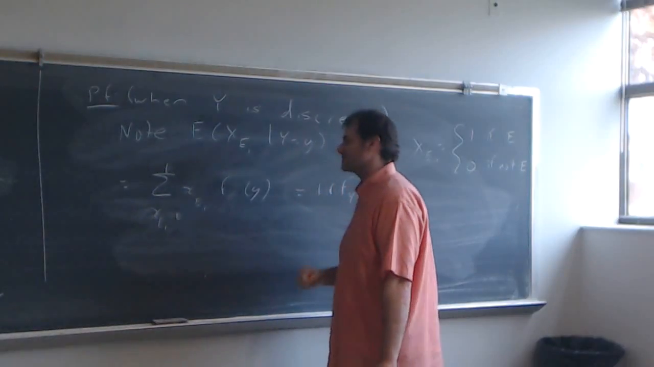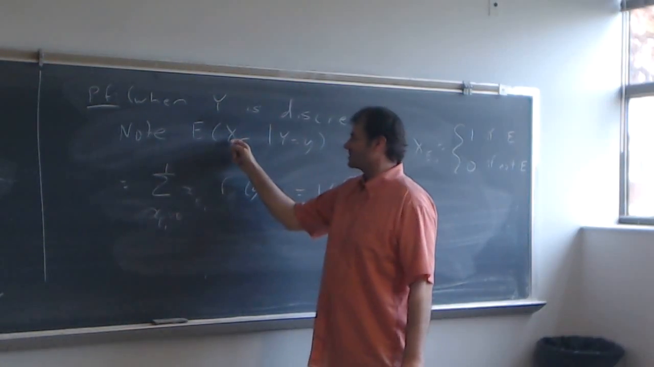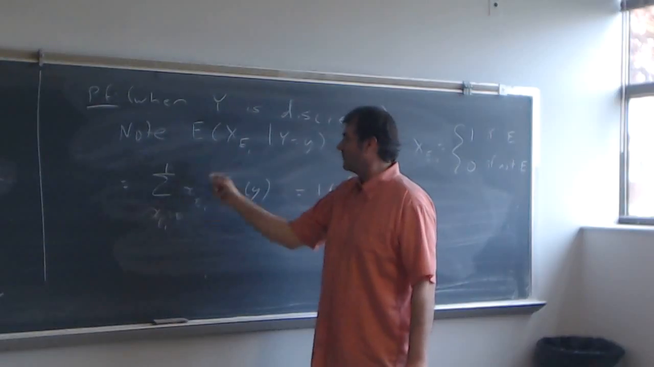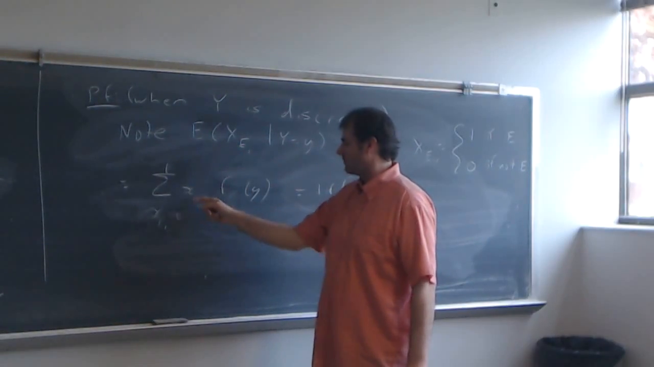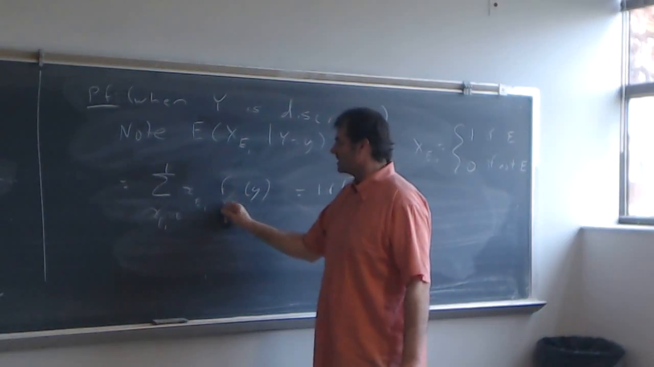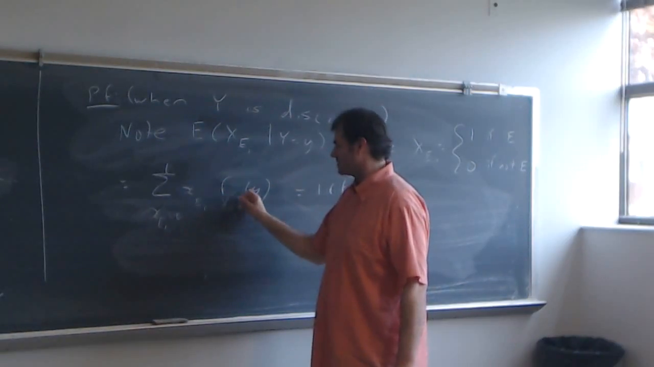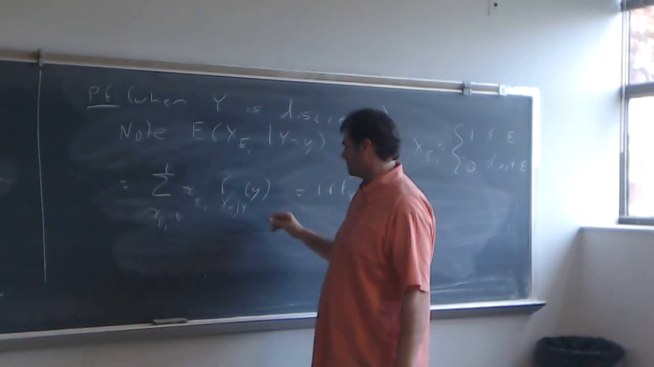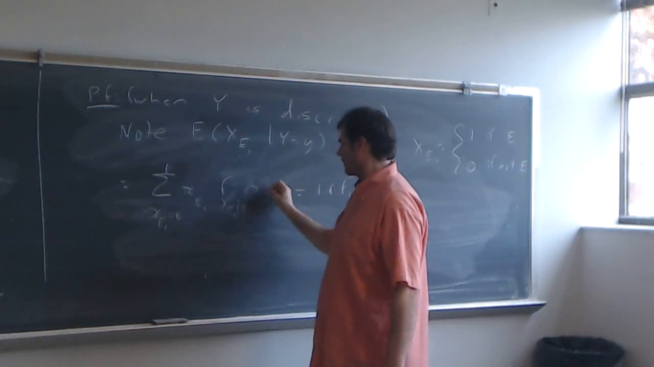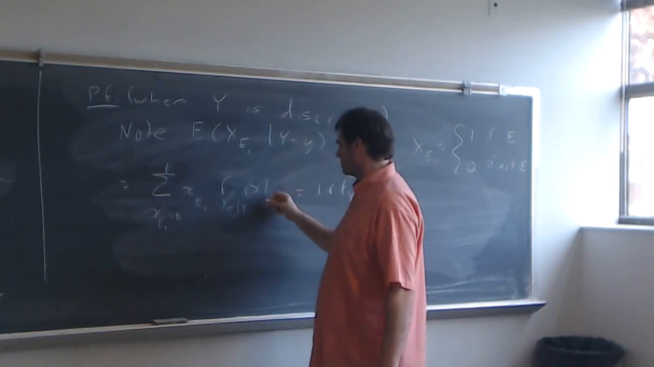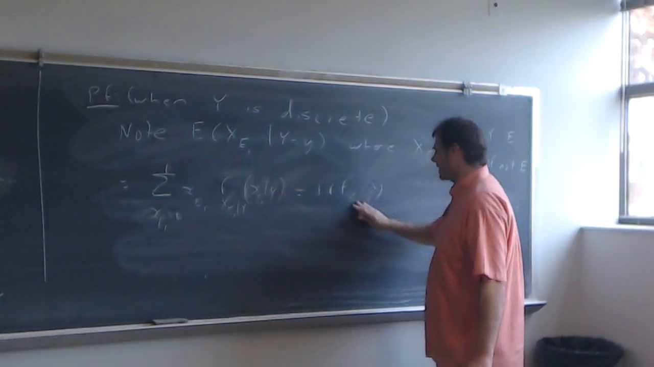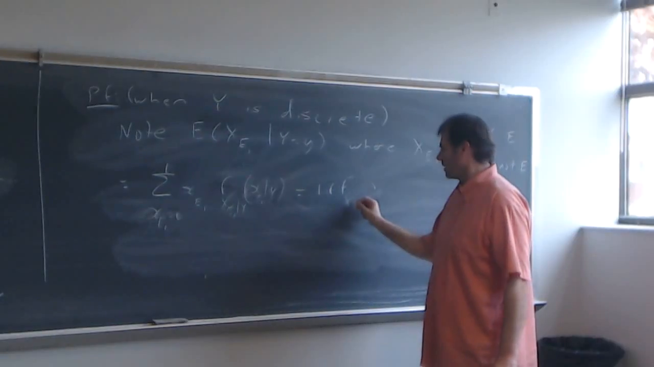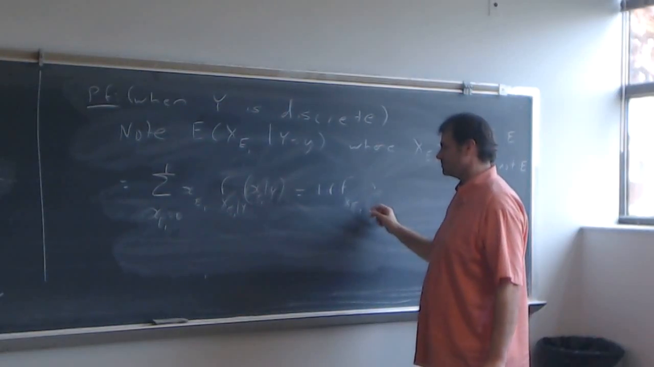So this is a conditional expectation. How is it defined? It's the sum, with Y being discrete, of the first random variable's values times the conditional PMF of X of E sub 1 given Y. Okay, there we go.